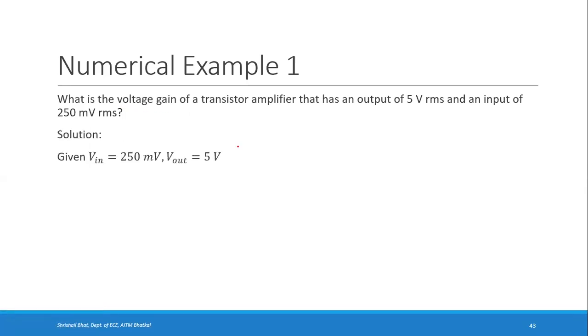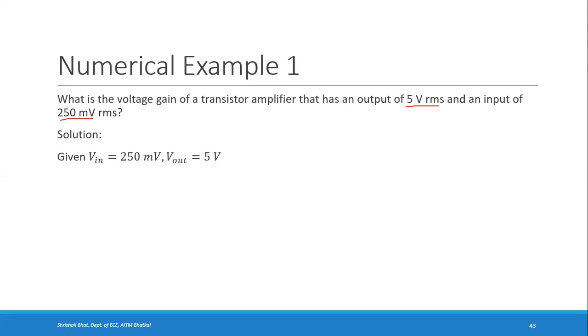Input is 250 millivolts. RMS value is given anyway. Whatever value is given, it will be the RMS value. Input is 250 millivolts, and output is 5 volts. You should know that 250 millivolts means 250 into 10 raised to minus 3.